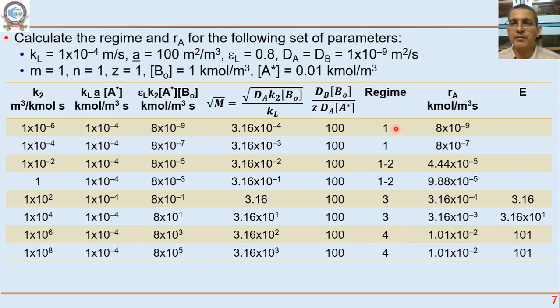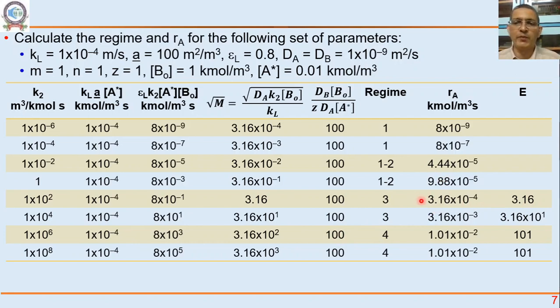So if you write the rate expression, in regime 1 RA is 8 into 10 raised to minus 9. Regime 1, 8 into 10 raised to minus 7. Regime 2, between these two resistances in series. Regime 3, root M into KLA star. Regime 4, KLA star into 1 plus this. Enhancement factor, if you calculate.